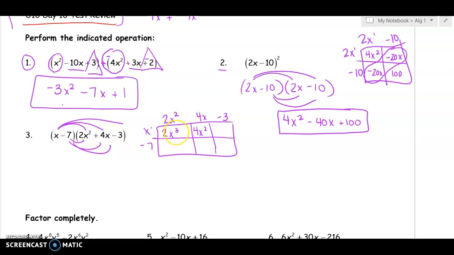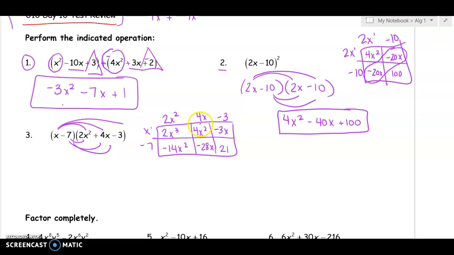X to the first, x to the second becomes x to the third. X to the first, x to the first becomes x to the second. Negative 3 times x is negative 3x. Negative 7 times 2x squared is negative 14x squared. Negative 7 times 4x is negative 28x. And negative 7 times negative 3 is positive 21.